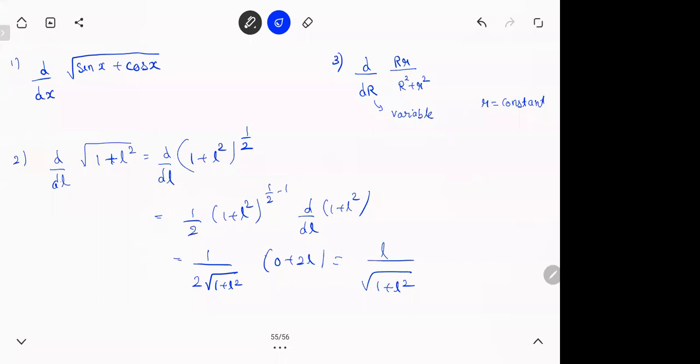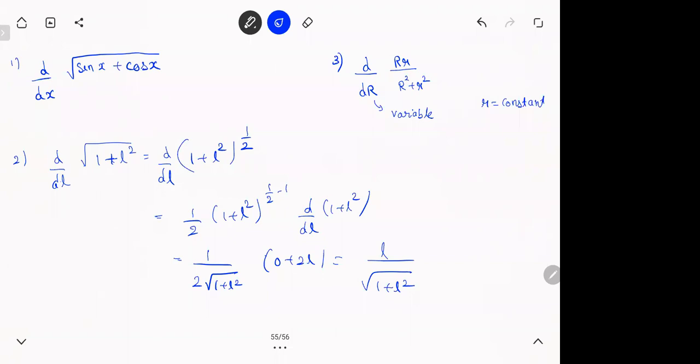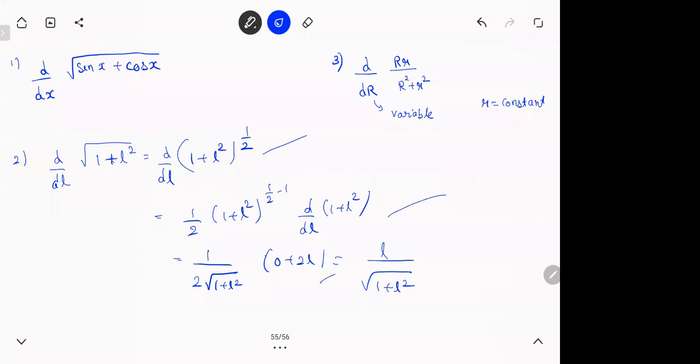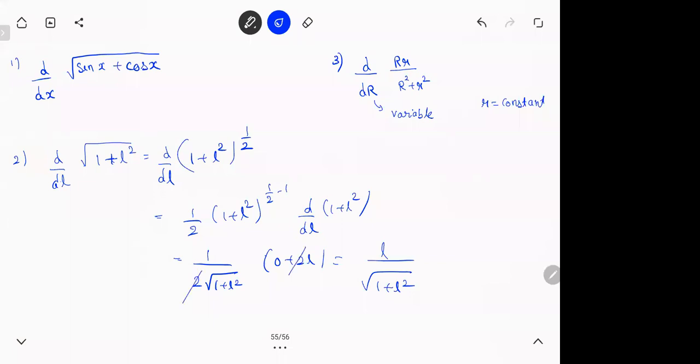Yeah. I can understand the last one. The third one. The second. Second में which part? Which step? 1, 2, 3. The third step. Okay. How do you get L by root of? Actually ये 2 और ये 2 cancel हो जाएगा ना. Clear?